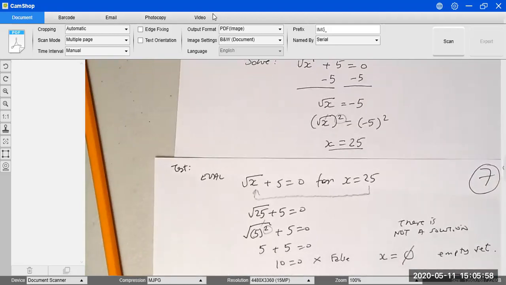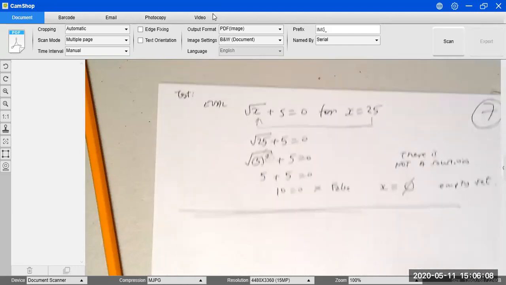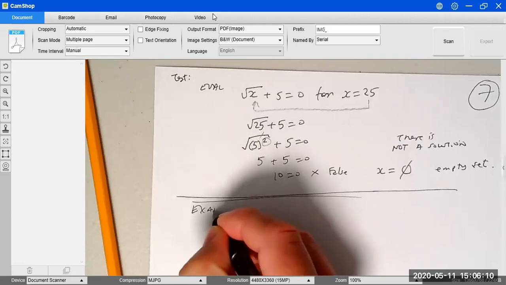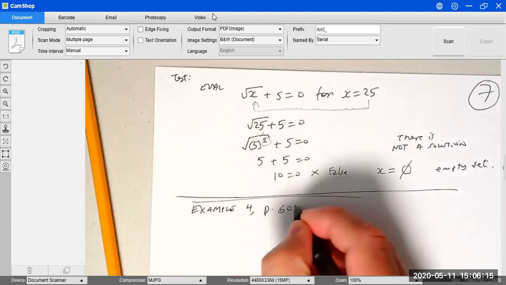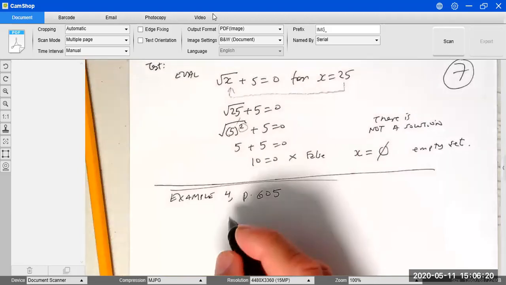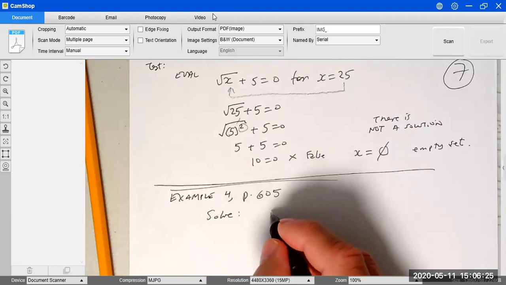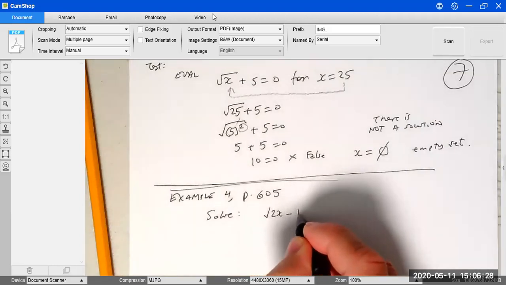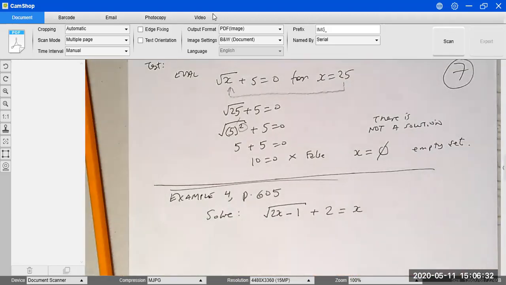So I think we have one more problem. So let's see. Let's go to the last example. The last example is example 4 on page 605. So we're going to solve the following radical equation. The square root of 2x minus 1 plus 2 equals x.